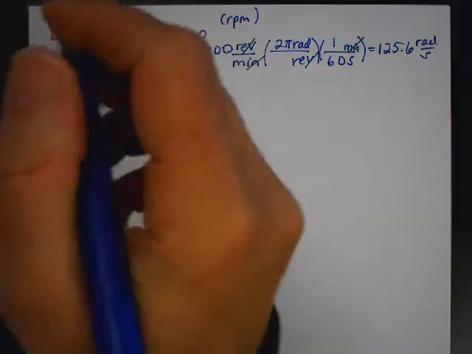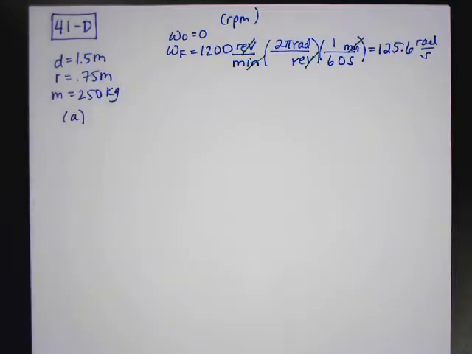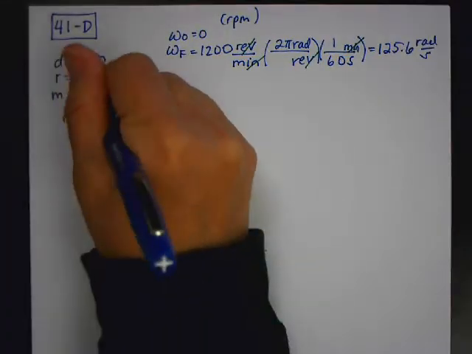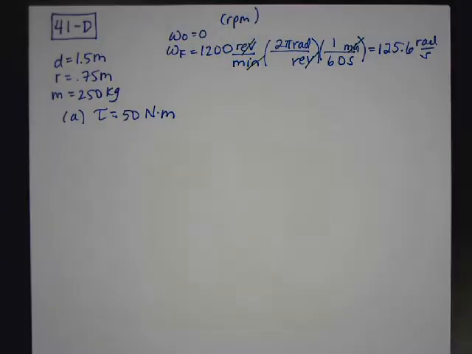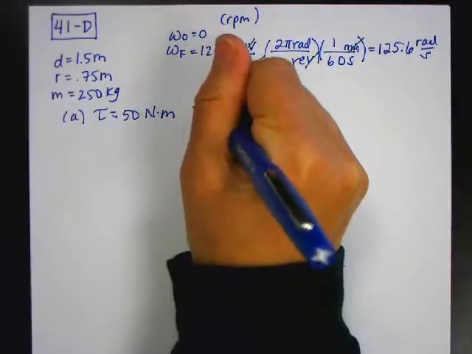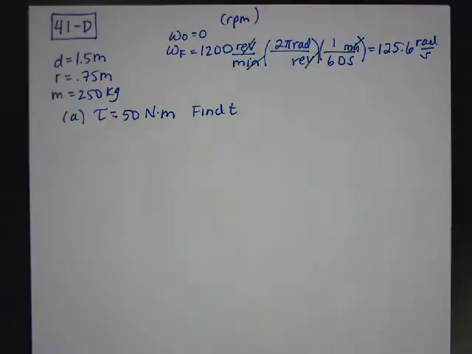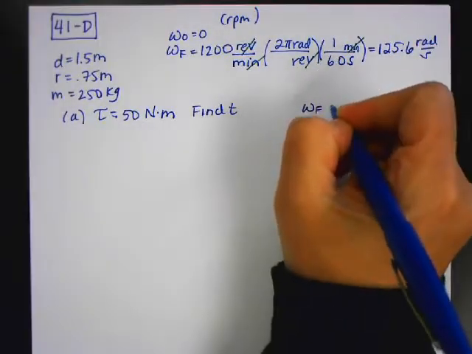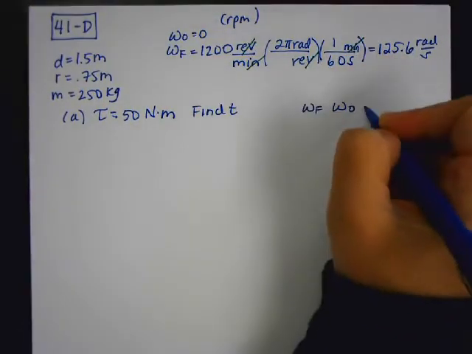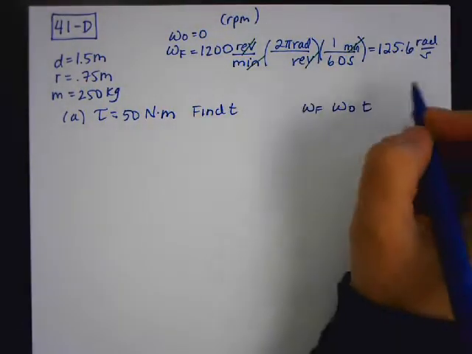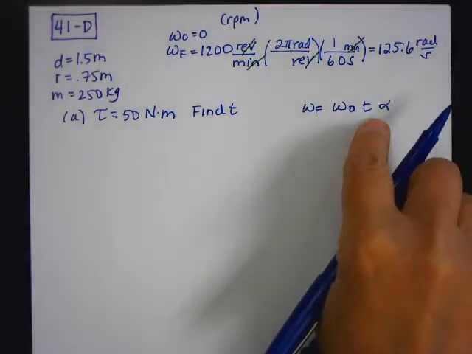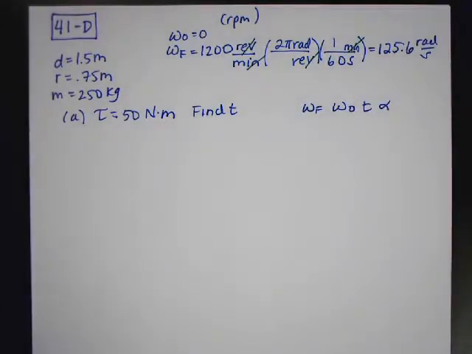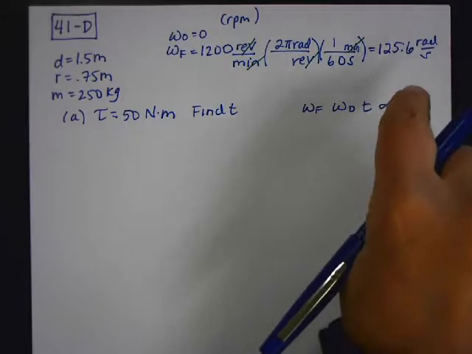Now I'm going to continue to read the problem. For part A, it says a motor spins up the flywheel with a constant torque. So the torque is equal to 50 newton meters. How long does it take the flywheel to reach top speed? When it says how long, I want to find the time. I already know the top speed, omega F, and I know omega naught is 0. They want me to find time, so obviously what I need is alpha, the angular acceleration. I'm going to use angular kinematics to solve for t, but before I do, I have to solve for alpha.